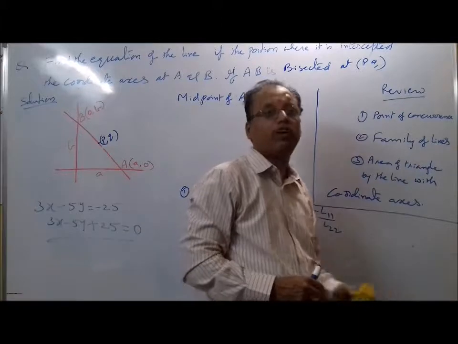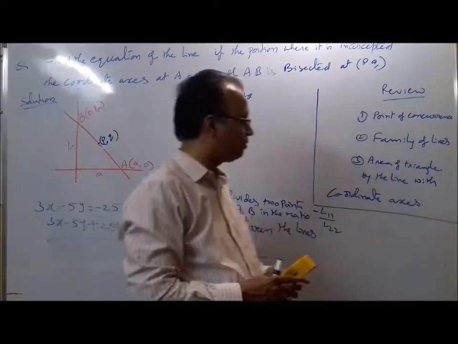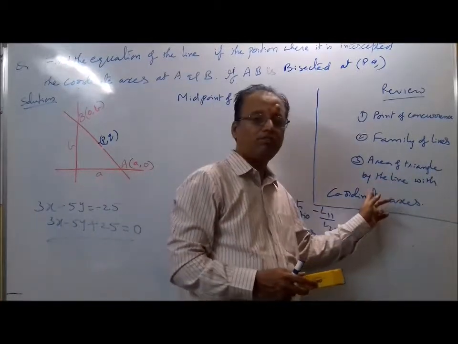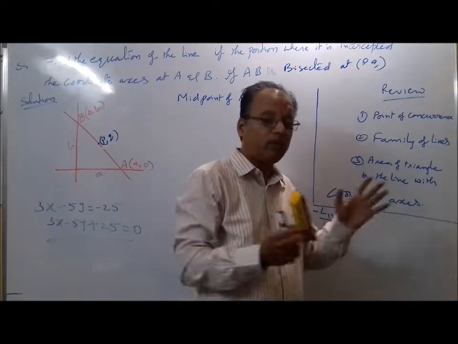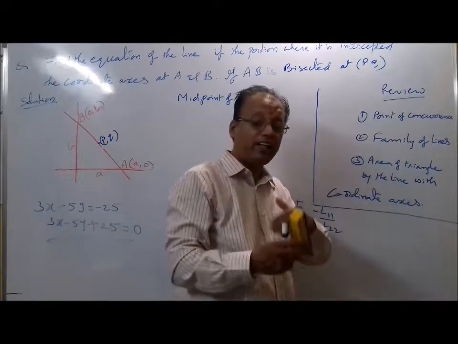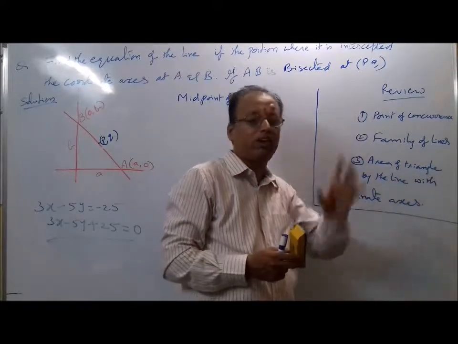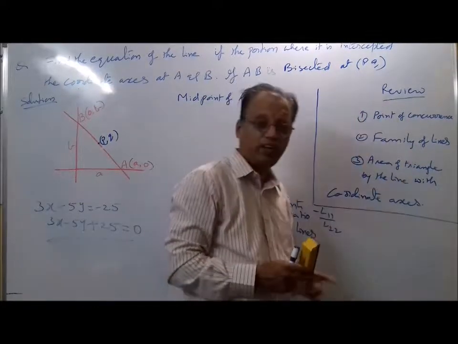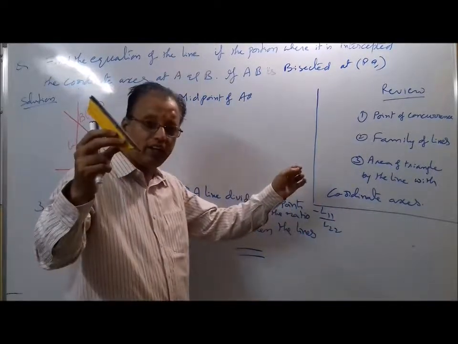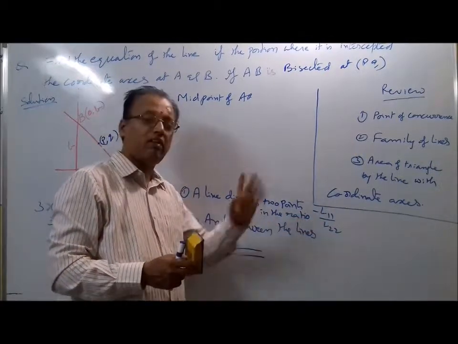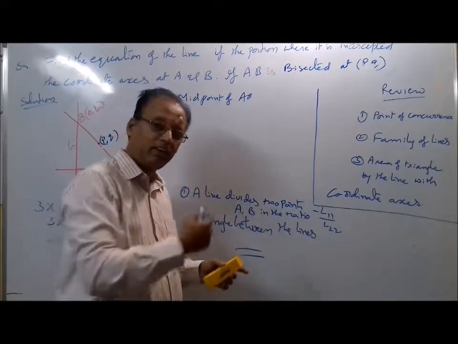The point of concurrence we discussed, and the concurrent lines, then family of lines, then the area of the triangle formed by a line with the coordinate axes, and finding the equation of the line when a point is given in the portion divided between the coordinate axes. So these are the problems we reviewed today in this class. In the next class we will be discussing a line dividing two points joining in a ratio, and the angle between the two lines. We will discuss that in the next class.